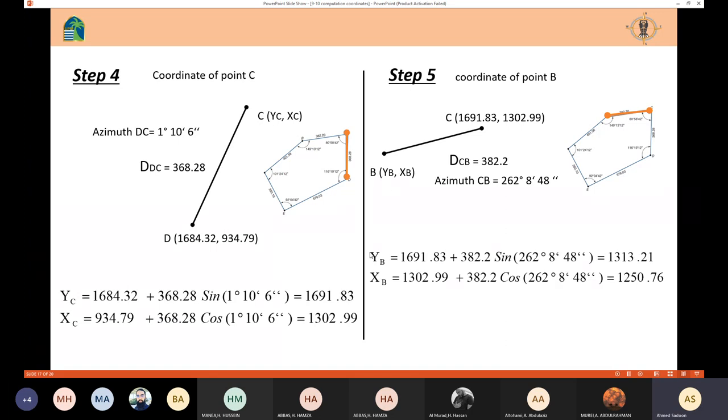The value of YB is going to equal the value of YC here, plus the distance between them times the sine of the azimuth. The value of the azimuth is here, and we can get our value. Similarly, we can determine the value of XB. The value of XB is going to equal the value of XC, which is this one, plus the distance between them here, times cosine the azimuth, which is here, and so on.